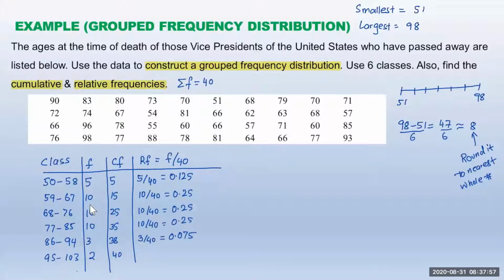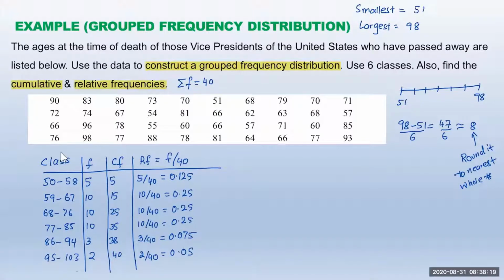The last one is 2 divided by 40. Frequency is 2. 2 over 40 or 1 over 20, which is 0.05. So always remember, when you're calculating the relative frequency, it is the frequency of the class divided by the total number of observations or total frequency. So here we completely solve the problem.